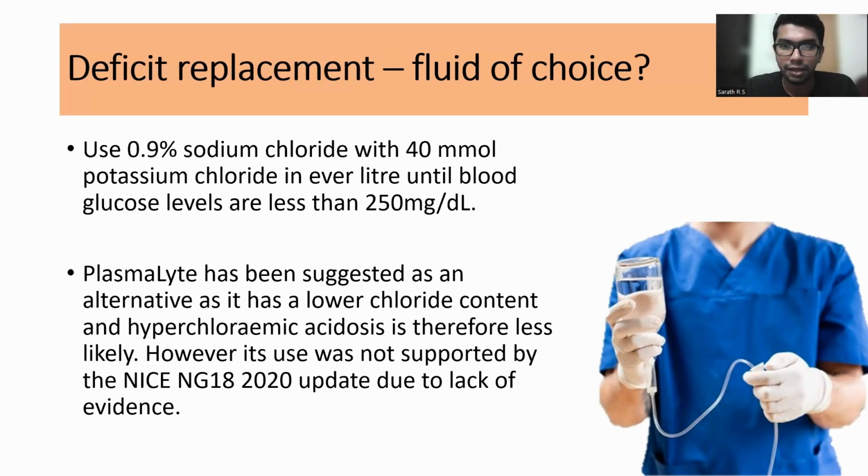If chloride excess happens in our body, it will lead to normal anion gap metabolic acidosis, because bicarbonate is lost. So in order to avoid that, we use balanced salt solutions like Plasma-Lyte. However, there is no significant difference between these two fluids, so we usually use normal saline.